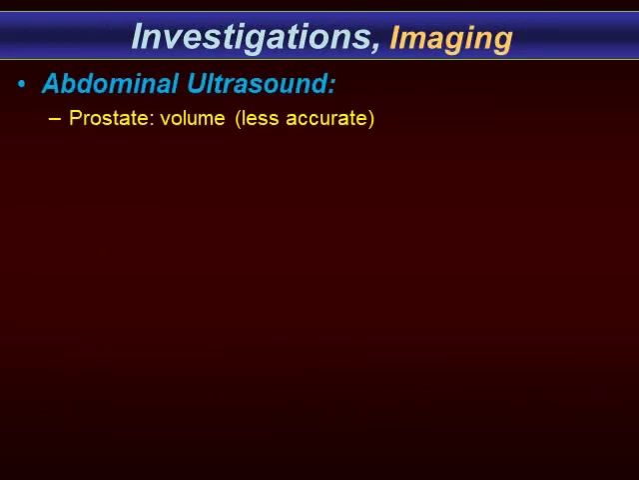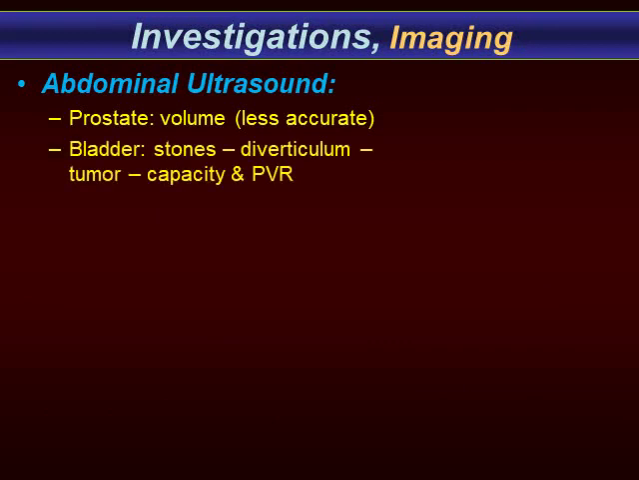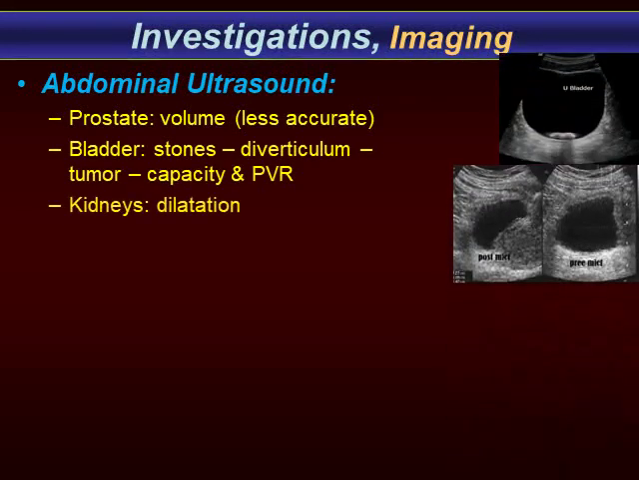Imaging, I have to do also imaging. Most commonly, I do abdominal ultrasound. Abdominal ultrasound would help me in assessing prostate volume, although it's not very accurate. Also, it visualizes the bladder. It could tell me if there are any bladder stones or a bladder diverticulum. It also could measure the post-void residual urine if it is increased. Also, it assesses the kidney if there is dilatation.